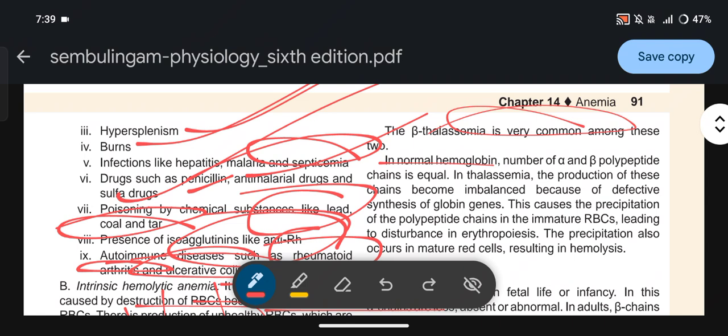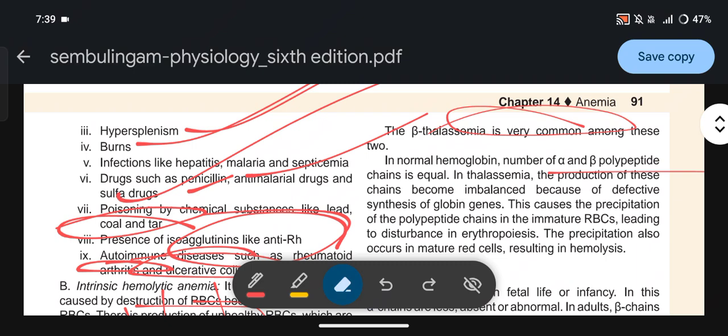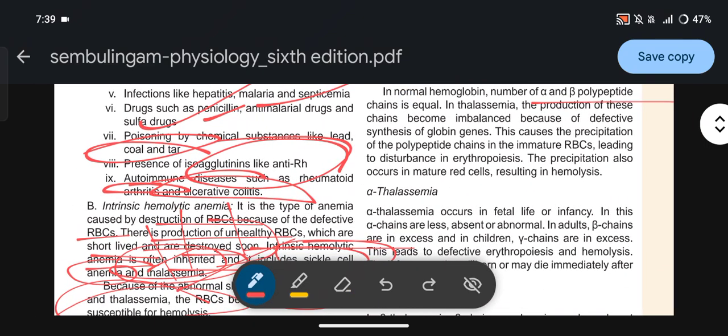In normal hemoglobin, the number of alpha and beta polypeptide chains is equal. In thalassemia, the production of these chains becomes imbalanced because of defective synthesis of the globin genes, and this causes precipitation of the polypeptide chains in the immature RBC, leading to disturbances in erythropoiesis. The precipitation also occurs in the mature red cells, resulting in hemolysis.